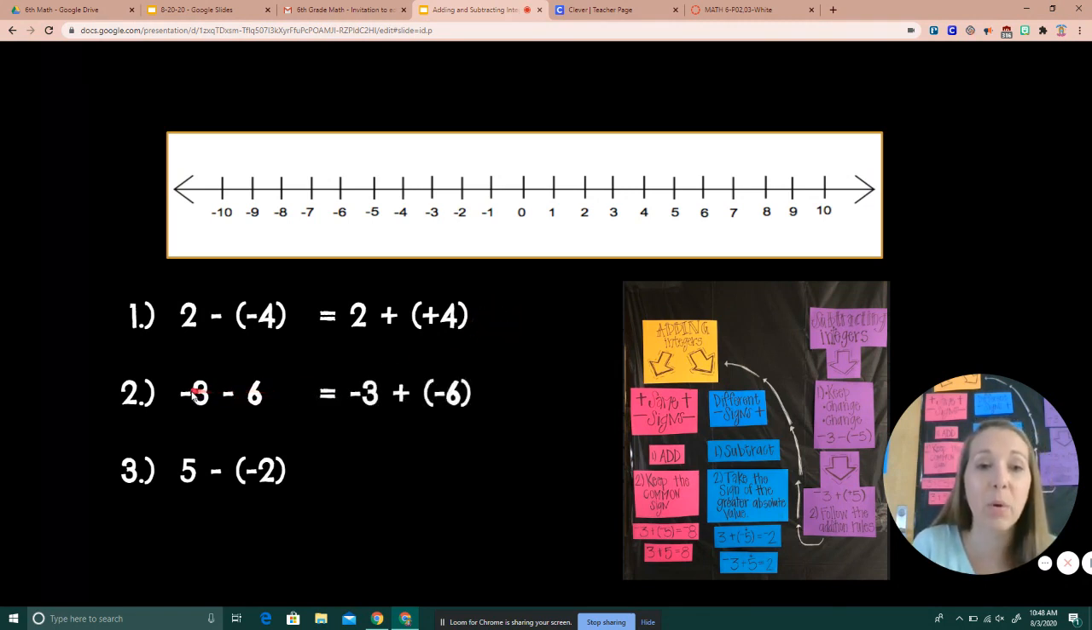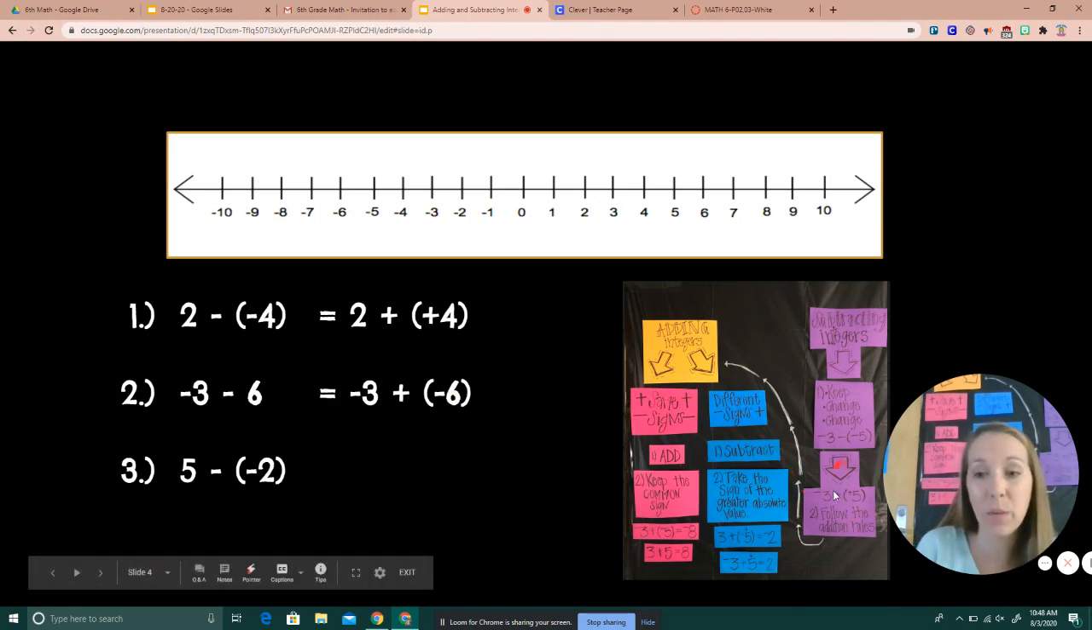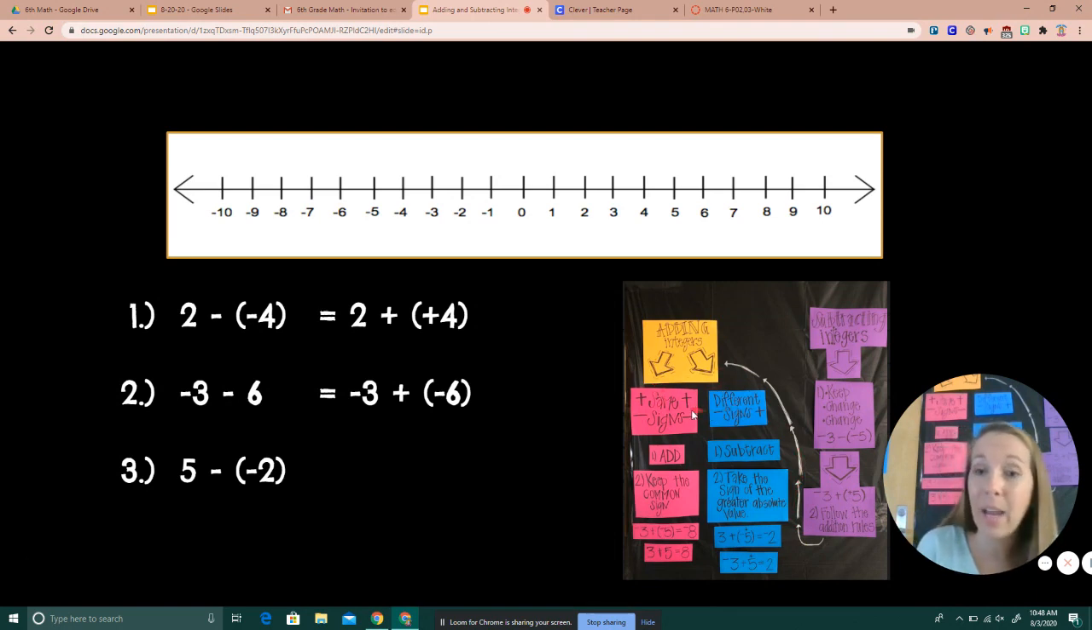The next one, we're going to keep the -3, just like we did, change the subtraction to addition, and change the +6 to a -6. So there we have -3 plus -6. Then we go back to our rules, because once we keep, change, change, you have to look: are they the same or different? They're the same, so you add and keep the sign. So it's going to give us -9.